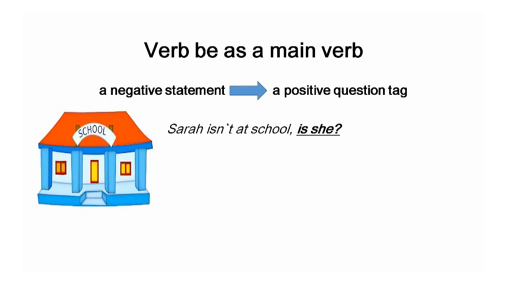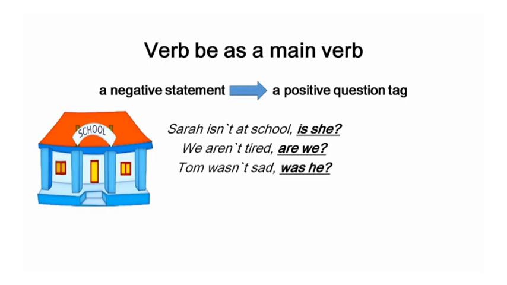So if we have a negative statement, we simply remove this n't and we get the correct form for the question tag. We aren't tired, are we? Aren't becomes are, and we add we at the end of the statement.